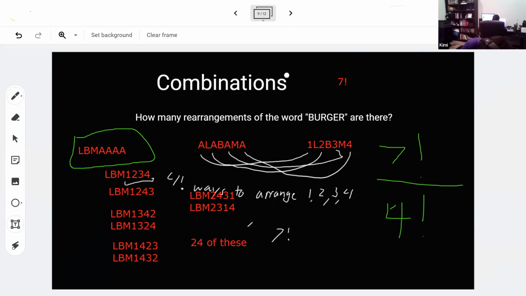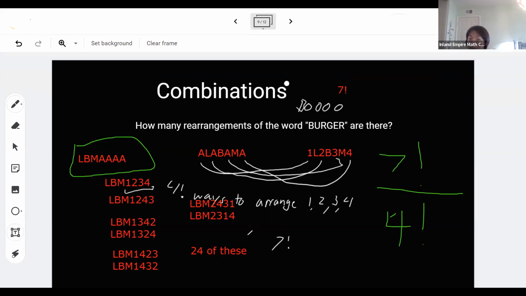I have something weird to ask. Mhm. What if the word is B-O-O-O-O? B and 4 O's. How do you count that? We will do that after we explain this real quick. It's pretty similar. So Olivia, do you get that?